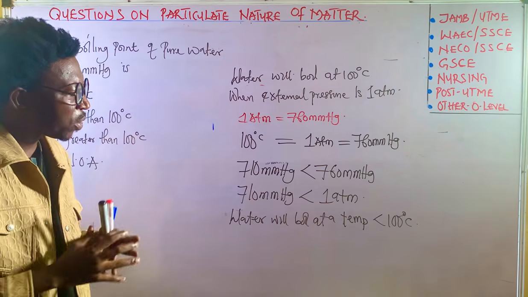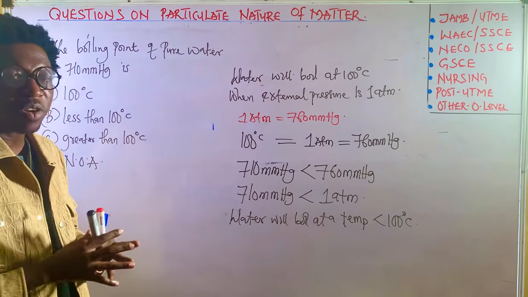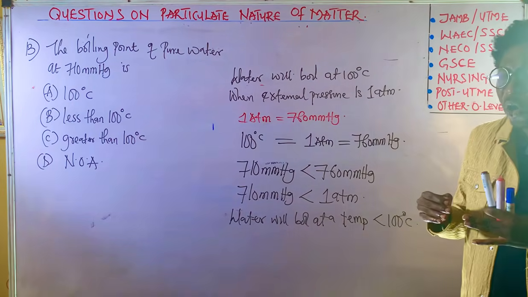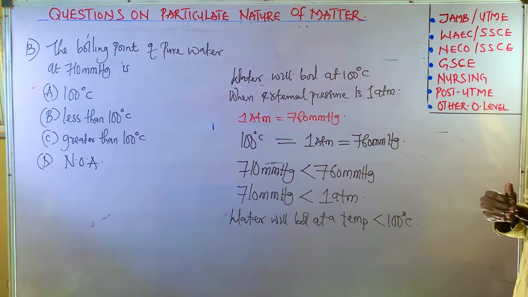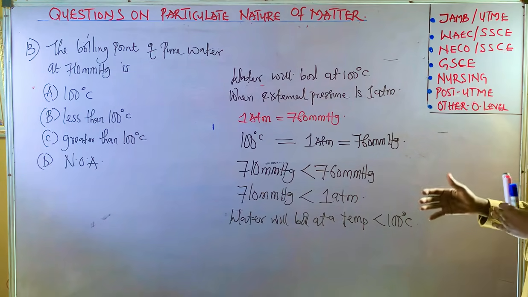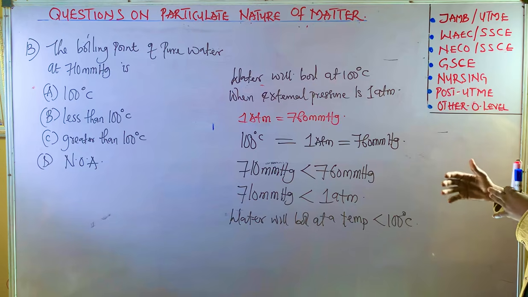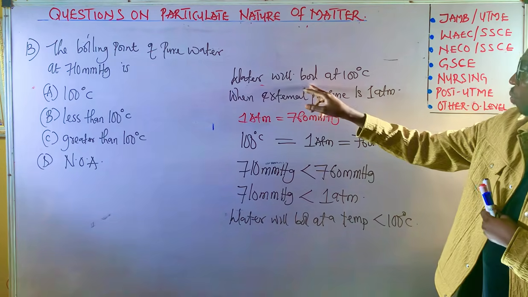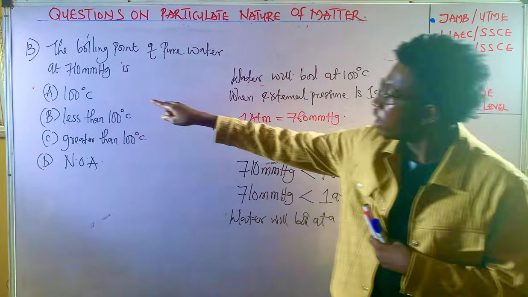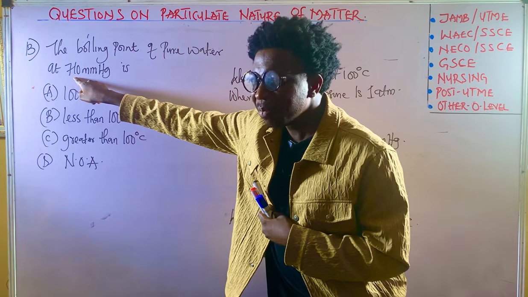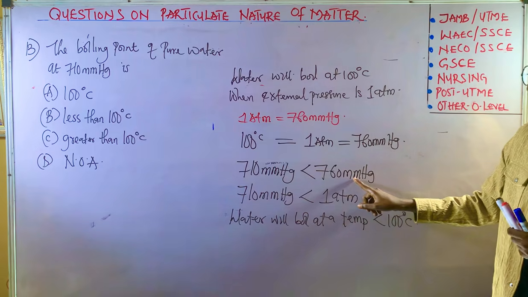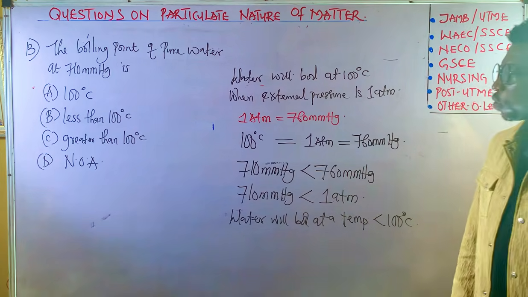Water will boil at a temperature greater than 100 degrees Celsius if the atmospheric pressure is greater than 1 atm. Water will boil at a temperature lesser than 100 degrees Celsius if the atmospheric pressure is less than 1 atm, which is less than 760 millimeter of mercury. I said water will boil at 100 degrees Celsius when atmospheric pressure is 1 atm. 1 atm is equal to 760 millimeter of mercury. The pressure given to us is 710 millimeter of mercury, which is not equal to 760 millimeter of mercury. So water will boil at a temperature below 100 degrees Celsius.